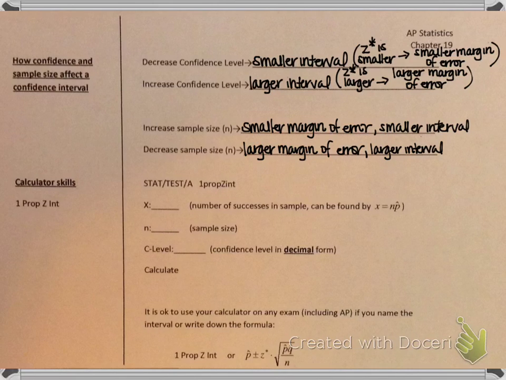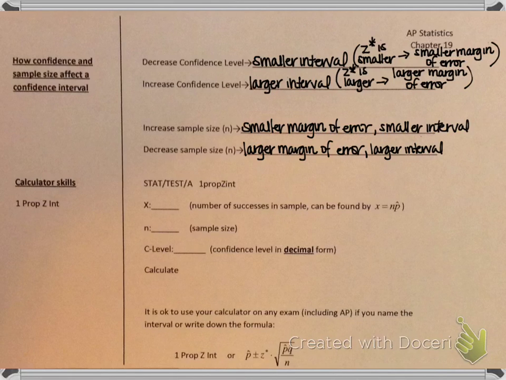And once you hit the stat button, there's a third option on the top that says test. So I want you to scroll over until you get to test. It just opens up a whole bunch of different things, and we're actually going to use a lot of those this semester. But we want to scroll down until we find 1-PropZInt. And we want it to say all four of those things, 1-PropZInt. We make sure that we select the correct thing.